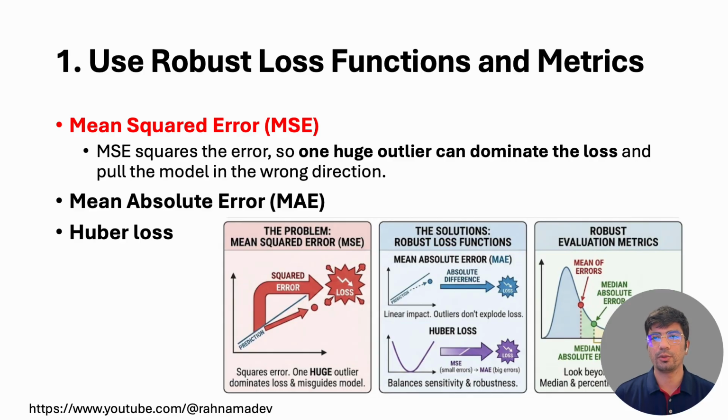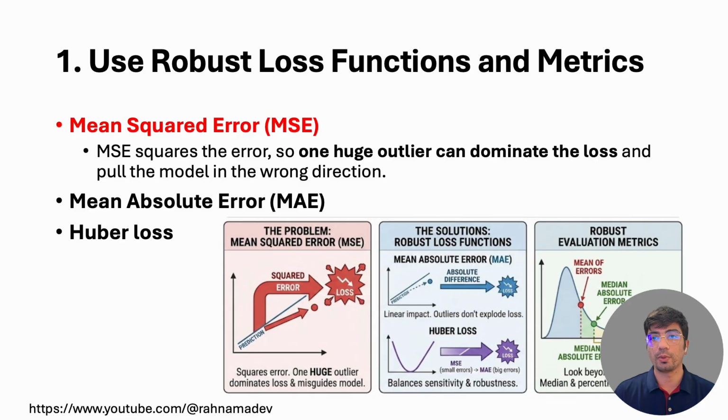Instead, you can switch to mean absolute error, MAE. It uses the absolute difference instead of squaring. Each error has a linear impact, so outliers don't explode the loss. Another option is Huber loss. It behaves like MSE for small errors and like MAE for big errors. This gives you a nice balance between sensitivity and robustness.